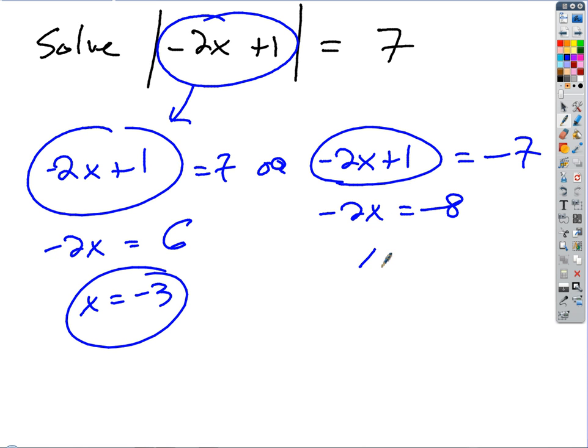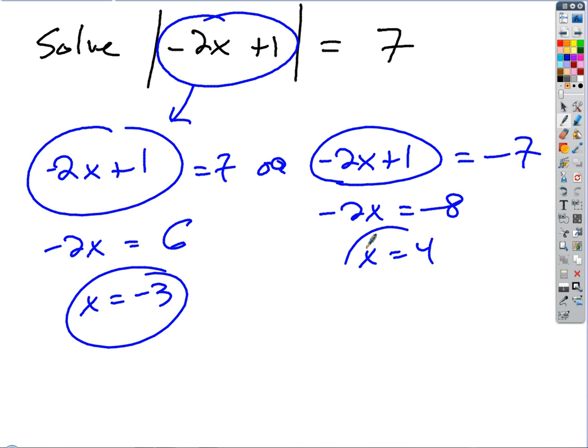Divide by negative 2. I get those two answers, negative 3 or positive 4, right? Okay. How could I check? Like if I were taking the test before I hit submit, I'd want to know if I'm getting it right. How could I check? Plug them back in. They should work in the original absolute value equation. They should make it true.